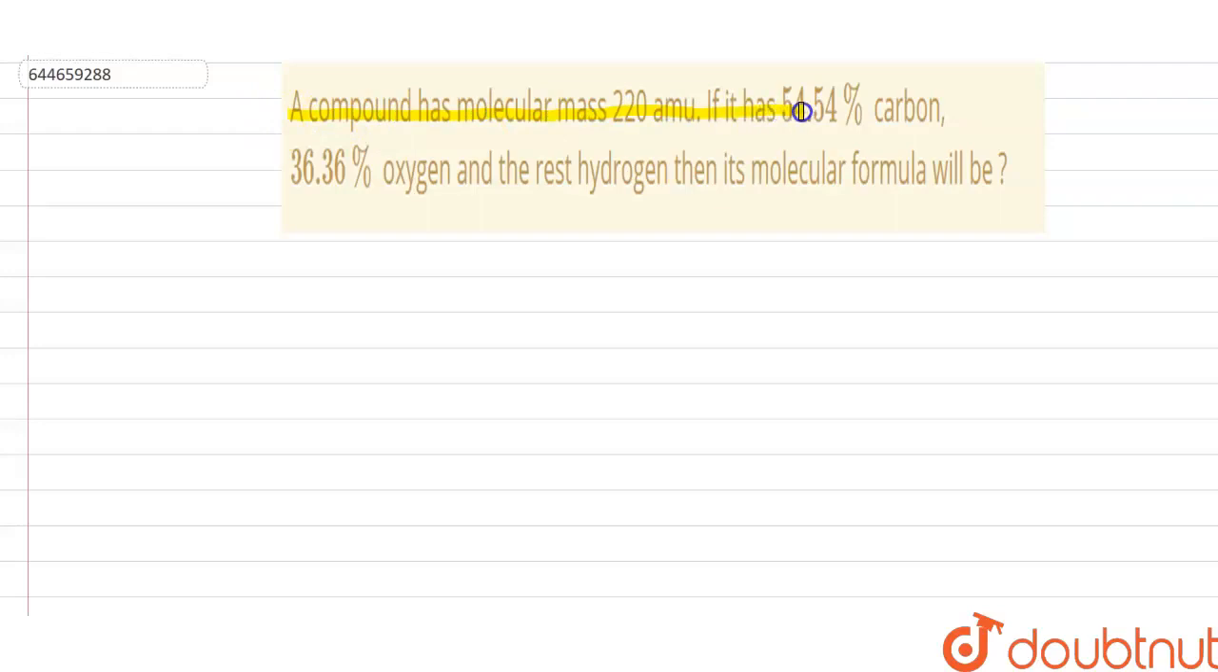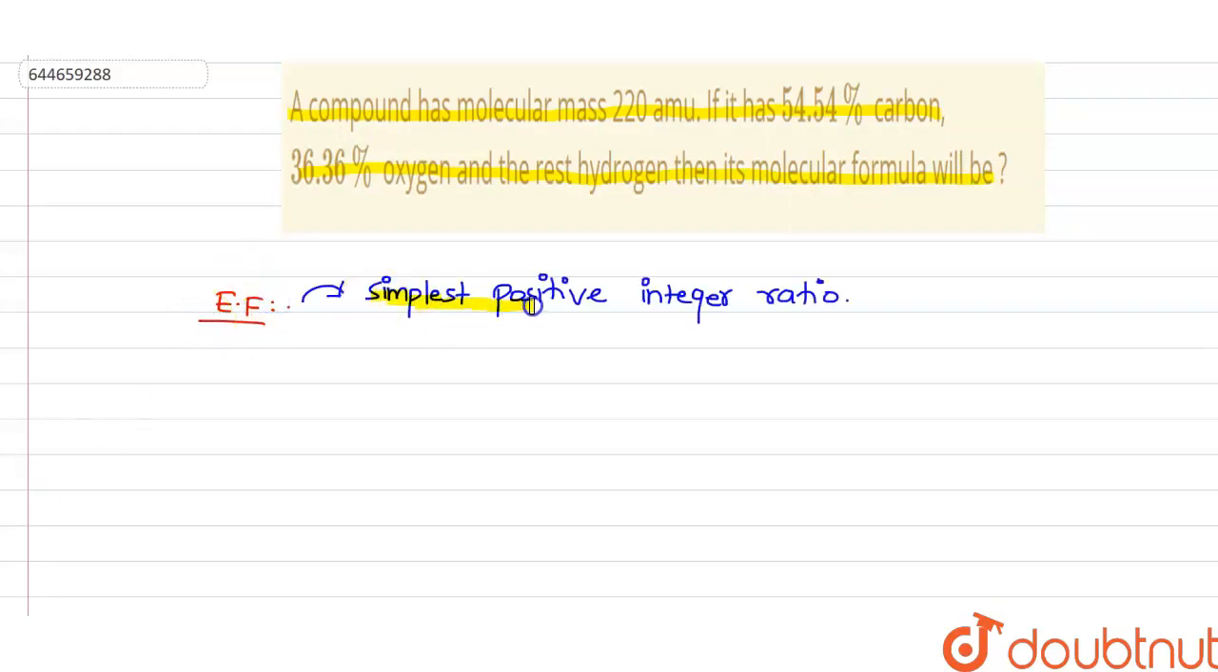Hello, so our question is: a compound has a molecular mass of 220 AMU, that is atomic mass unit, or you can say gram per mole. If it has 54.54% of carbon and 36.36% of oxygen and the rest hydrogen, then we have to find its molecular formula. First we have to find its empirical formula. Empirical formula is nothing but the simplest positive integer ratio of the atoms present in a compound.